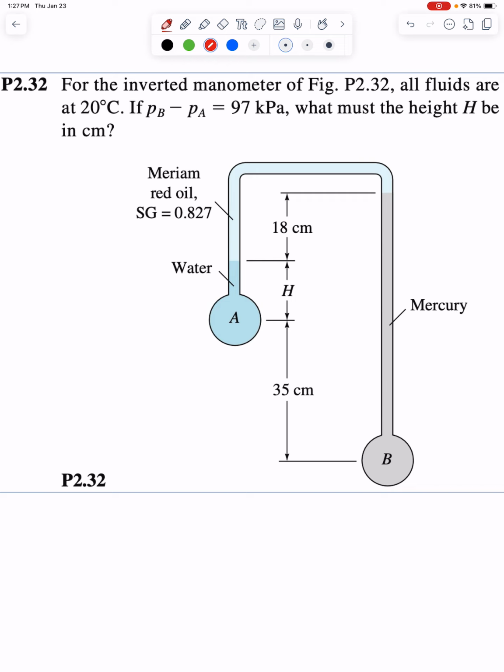Okay, so here we have an inverted manometer. We're curious about the height of the water in this section, and we know the heights of red oil, and we know partially the height of the mercury column. So we're given the pressure difference between point A and point B, and it's 97 kilopascals. One way, my way, we could start at point B and then move backwards to point A. However, I want to stick to the convention of going from A to B. So therefore, this problem, we're going to look at it as final minus initial.